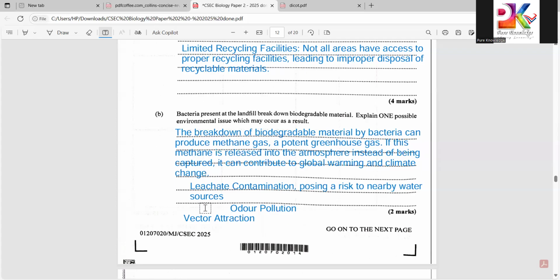And methane gas, of course, we know is a powerful greenhouse gas, and it can contribute to things like global warming and climate change. There are also other things, right? We have odor pollution, the smell, we have vector attraction, and we have contamination.